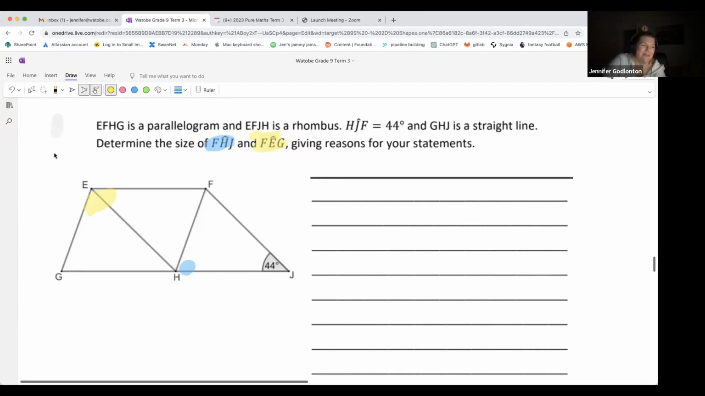Let's see if we make any progress. I'll put in numbers for you, like E1, E2, H1, H2, H3, F1, F2.